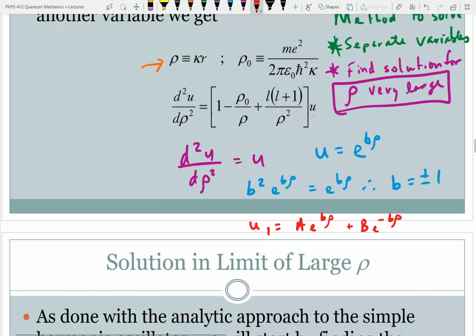Now we have to check to make sure this is going to be normalizable, that it's going to function right. In which range of rho is this valid? Very large. So in the limit as rho approaches infinity, this needs to not blow up. What does that require? Right, A must be 0 so it doesn't blow up.